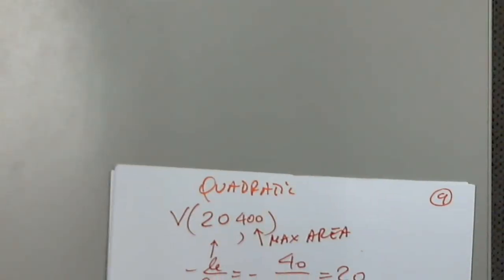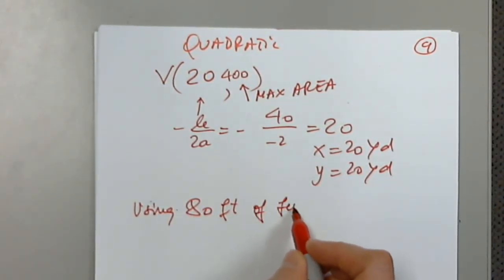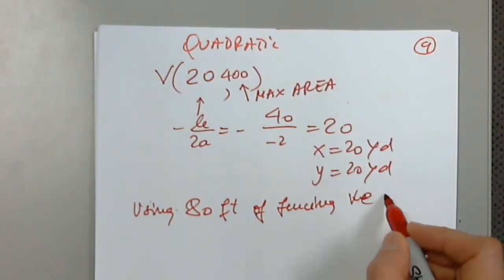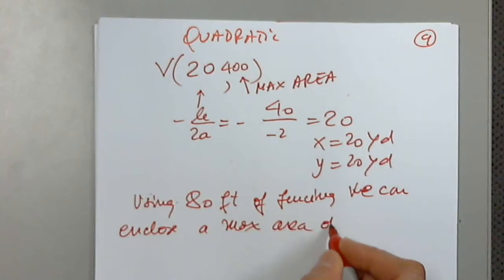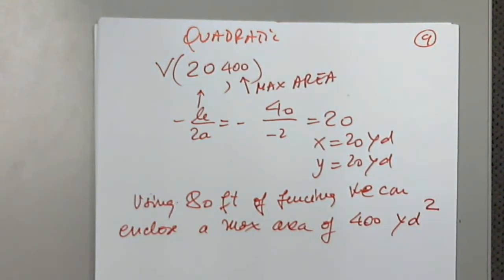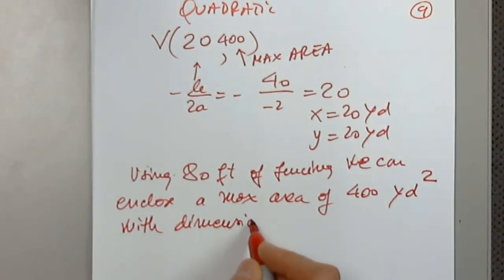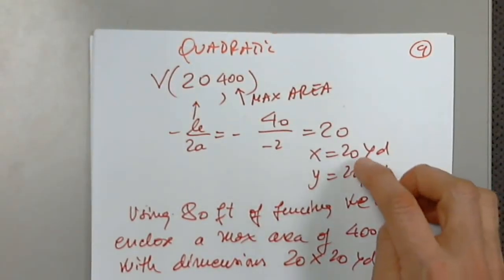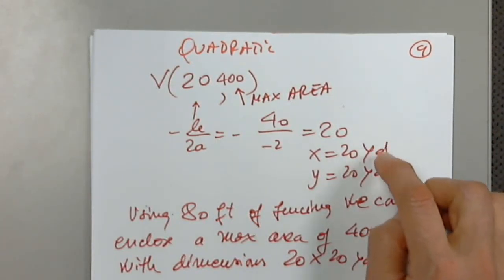So I would write as the final answer: using 80 feet of fencing, we can enclose a maximum area of 400 yards squared with dimensions 20 by 20 yards. Why is it yards squared when you're using fence? Very good. Because when I multiply 20 yards by 20 yards, I get 20 times 20 and yard times yard.